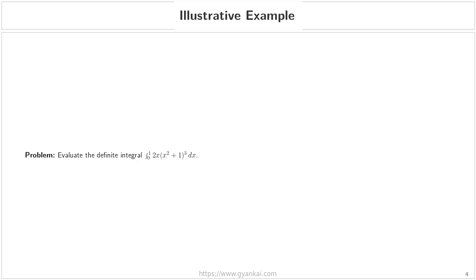Okay, let's tackle a concrete example to solidify our understanding of evaluation via resubstitution. As you can see on the slide, we're asked to evaluate the definite integral of 2x times (x squared plus 1) cubed, with the limits of integration being from 0 to 1.